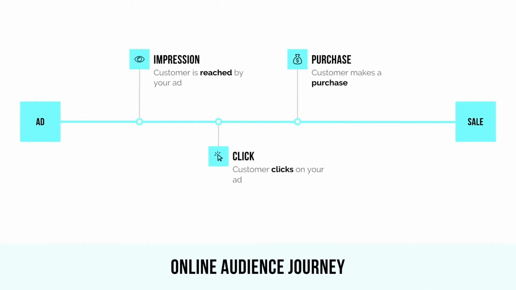Now, this may be a very simplified version of the online audience journey, but just to draw a comparison, when an online ad is served, it receives an impression by the person seeing that ad. That person can then click through on the ad, make a purchase, and then a sale is made. So it's very easily defined. You've got one ad, one impression, and that can potentially lead to one purchase. It's a very linear journey that people take with online advertising.